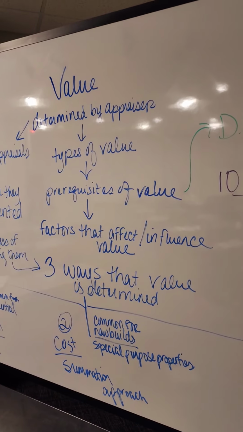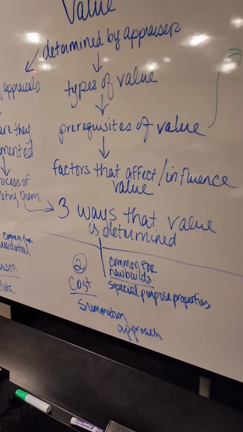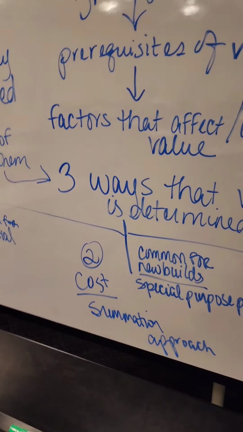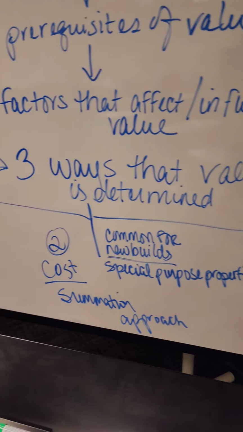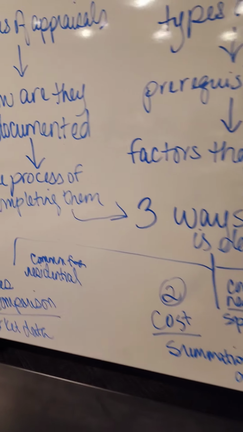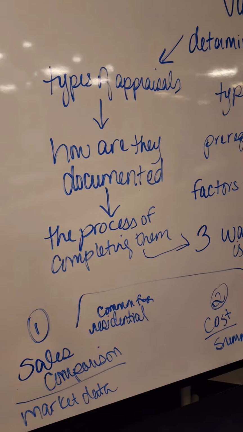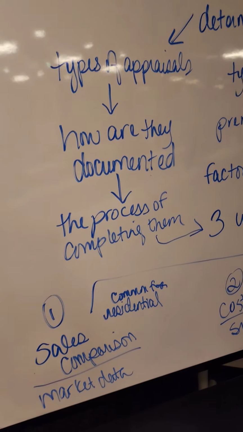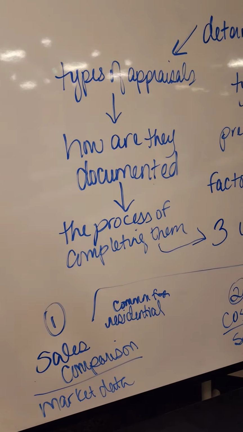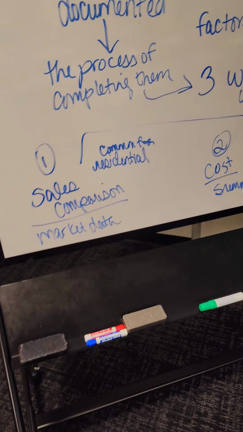So when an appraiser comes in, they have this basic understanding, but typically they're doing one of the three ways that determine value. So when they get the request to complete the appraisal, they're going to figure out what type of appraisal they're going to use, and then they're going to document it and go through the process of one of the three.